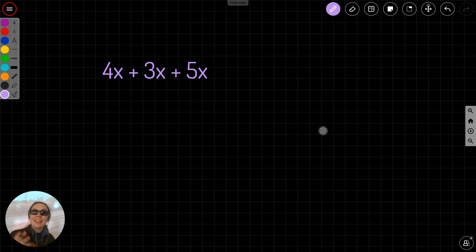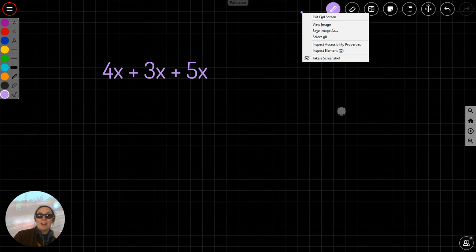And we talked about how like terms have the same variable, the same letter. Not the same coefficient, the same number in front of them, the same letter. So we are going to spend some time combining like terms. How do we combine like terms, you ask? Good question. Well, let's go into that.